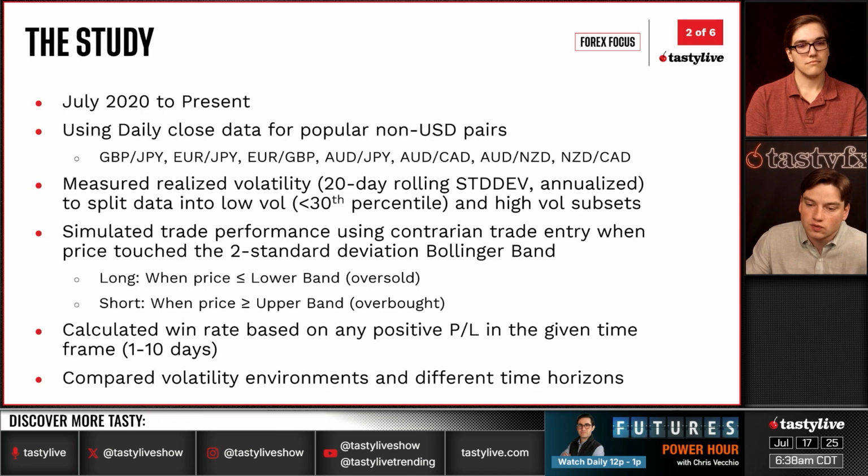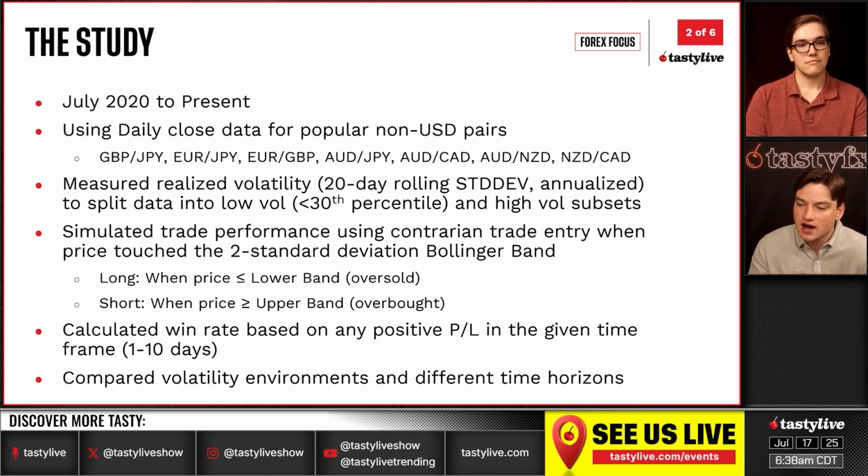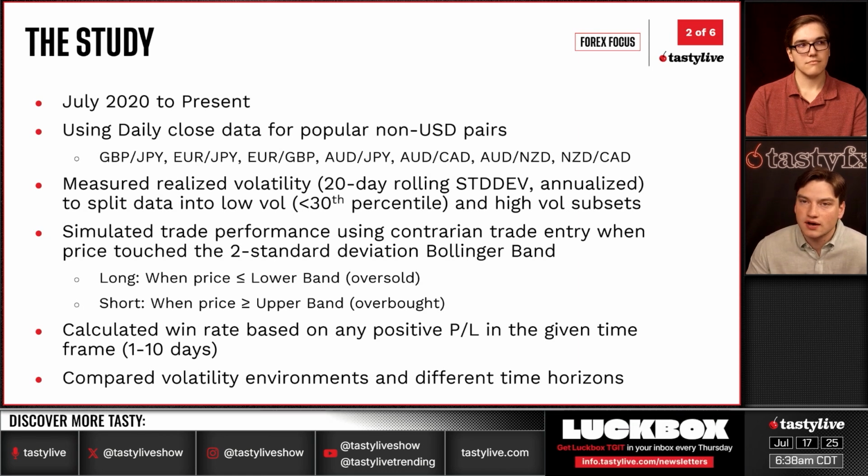But let's get into what we analyzed. We analyzed the past 5 years of price data from July 2020 to July 2025 using daily close data for these 7 non-US dollar pairs. And what we did, we measured the realized volatility, as we just brought up, using 20-day periods, standard deviations, and we separated this into low volatility environments, less than the 30th percentile, and the rest high volatility.